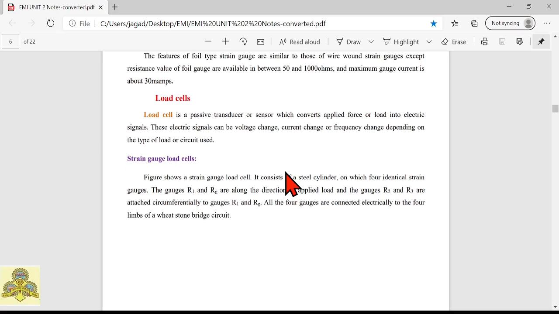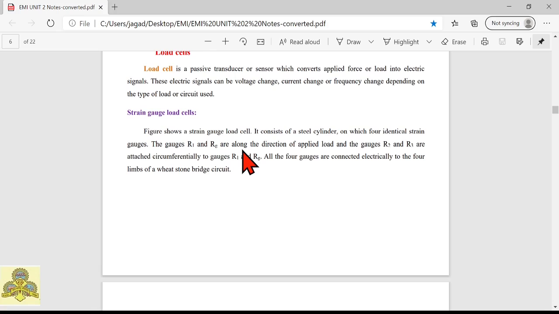In the case of a Wheatstone bridge we have seen, if something changes, the resistance of that circuit will change, isn't it? If there is a change in resistance, the voltage measured between A and B will change. Instead of 0 we will get some voltage. That voltage is proportional to the applied pressure or force. The same Wheatstone bridge circuit we are using here, but to sense the load or force we are using this load cell.